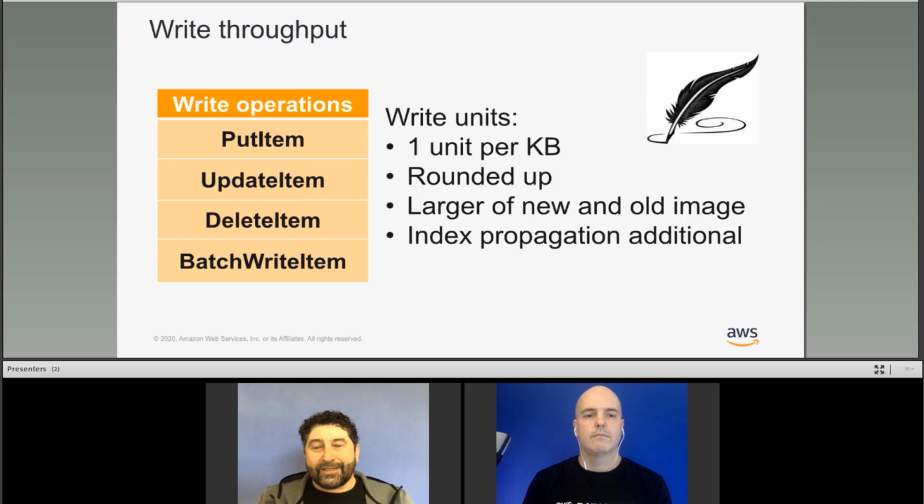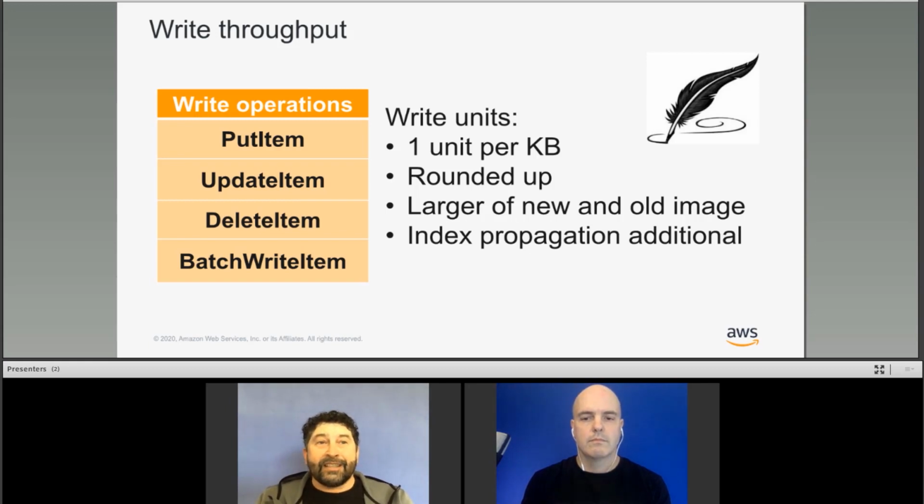Update item allows us to update just selective parts of the item, particular attributes that we want to give a new value to. We don't have to know what the rest of the item looks like. DynamoDB will fill that in for us. But the important thing to note here about update item is that when we make that update, we're essentially going to ask DynamoDB to rewrite the whole item. And so again, we're going to look at the size of the item. We could make an update to one small attribute in an 8 kilobyte item, and that's still going to be assessed as 8 write units.